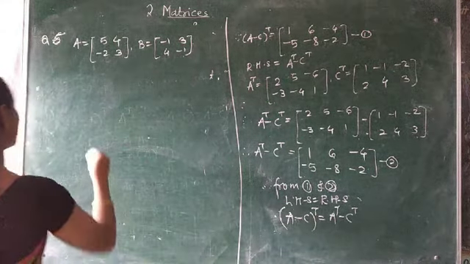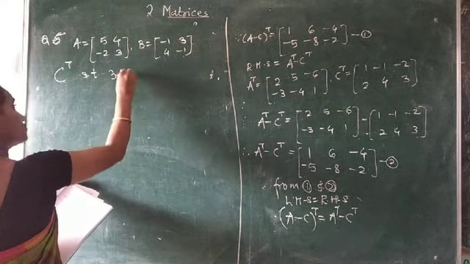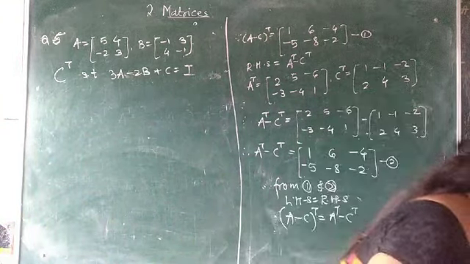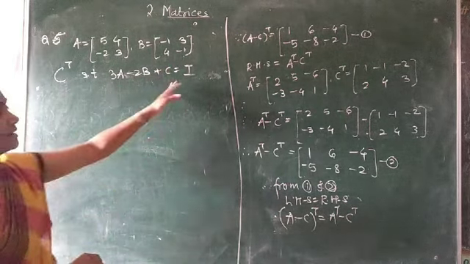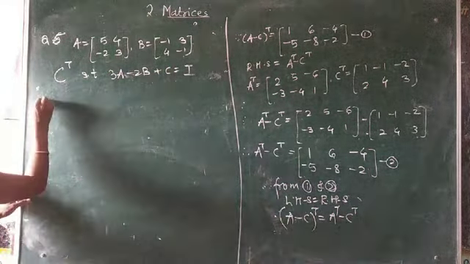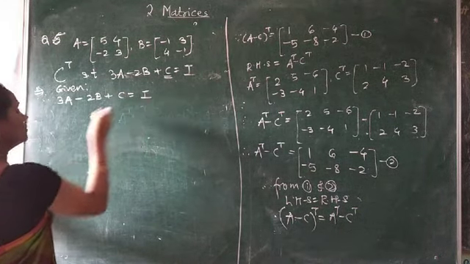Then find C transpose, such that the given condition is 3A minus 2B plus C is equal to I. While finding C transpose, we have to find the matrix C, where I is the identity matrix of the same order, 2 by 2. So first, using this A and B, we find our matrix C. Write here solution: given 3A minus 2B plus C is equal to I.